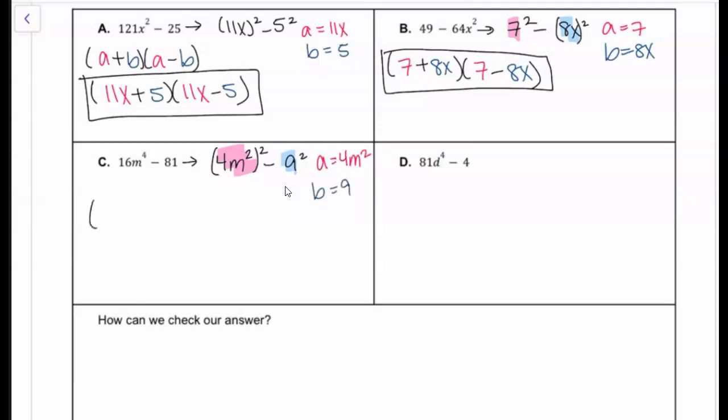So same thing as before, it's going to be a plus b. So 4m squared plus my b, which in this case is the 9. And then a minus b, so the 4m squared minus the 9.